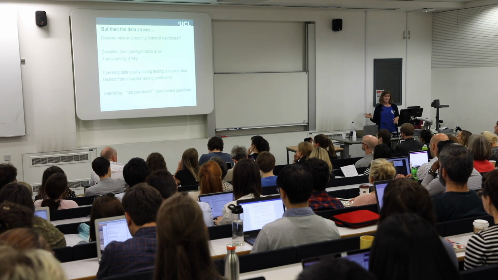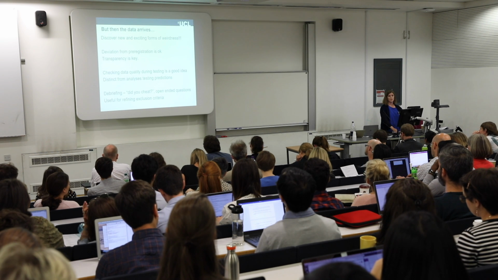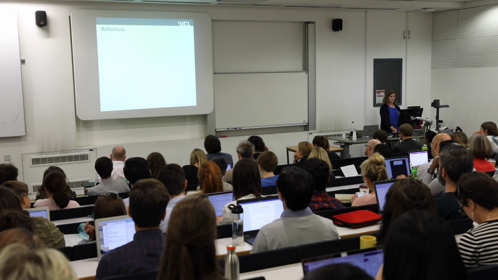Debriefing at the end is important. These kind of did-you-cheat questions, some people like to use those as exclusion criteria. I'm not a fan of that. But I'm a fan of asking people if they've cheated at the end as a way of fine-tuning your exclusion criteria. If somebody cheated on a working memory task, what is there in their data that could have allowed you to figure that out in advance? And obviously, this debriefing is helpful for doing things better next time. We're continuously refining exclusion criteria.